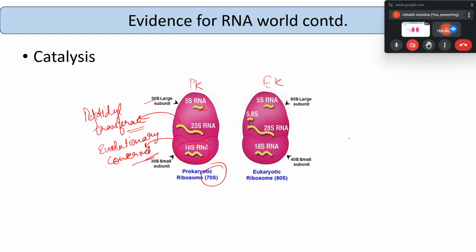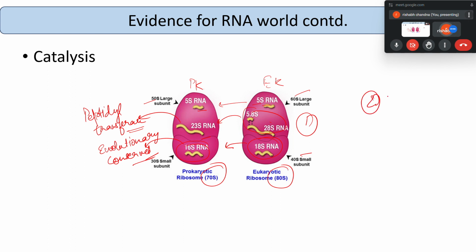Then coming back to the eukaryotic ribosome, it's 80S, with subunits 60S and 40S. It has four types of rRNA: 5S, 5.8S, 28S, and 18S. The 18S has a similar function to 16S. The 28S and 5.8S have a similar function to 23S, that is, peptidyl transferase, and 5S has a similar function to 5S. Okay, so this is the basic scenario. This was the first example of catalysis, that is, ribozyme.